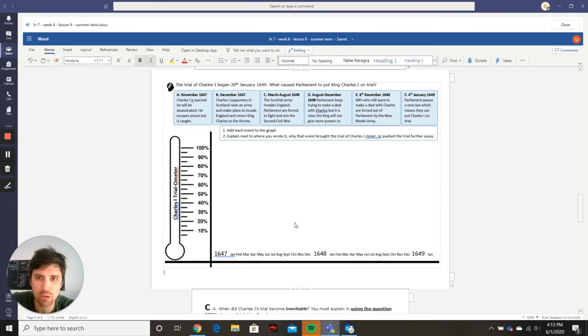All right, so you're sort of creating a line graph. Then you go to the next one, December 1647. I find December at the bottom. I'm going to draw it, go up from there. Charles I and his supporters in Scotland raise an army and make plans to invade England and return King Charles to the throne. I think that takes him quite close to a trial.